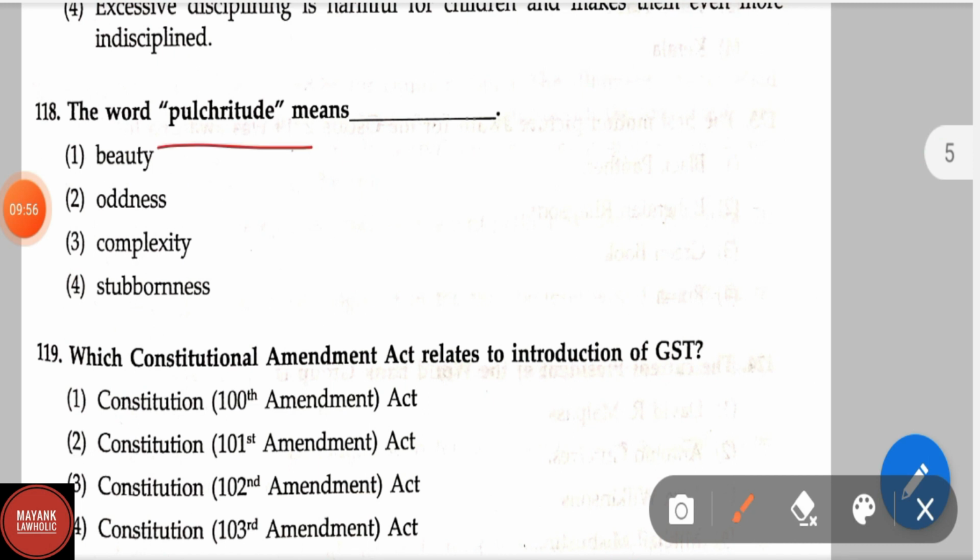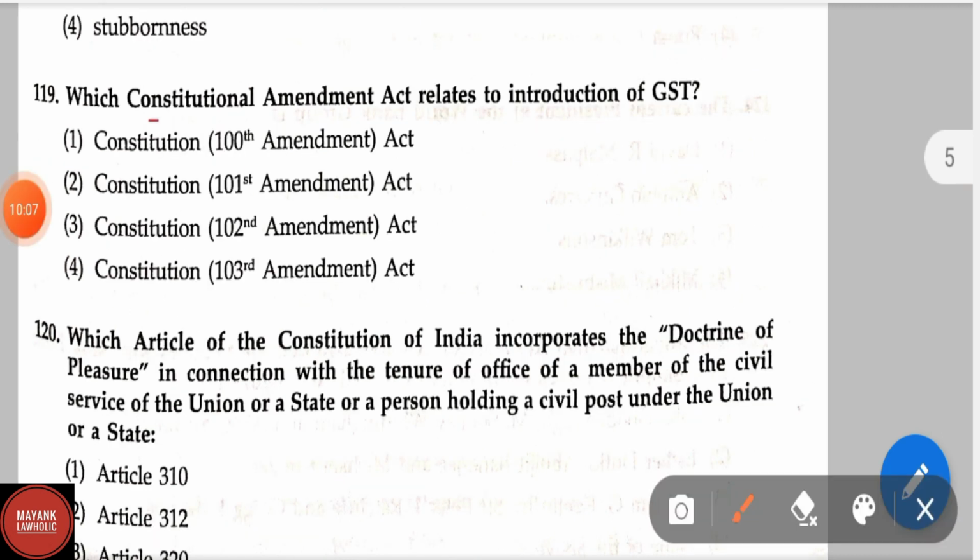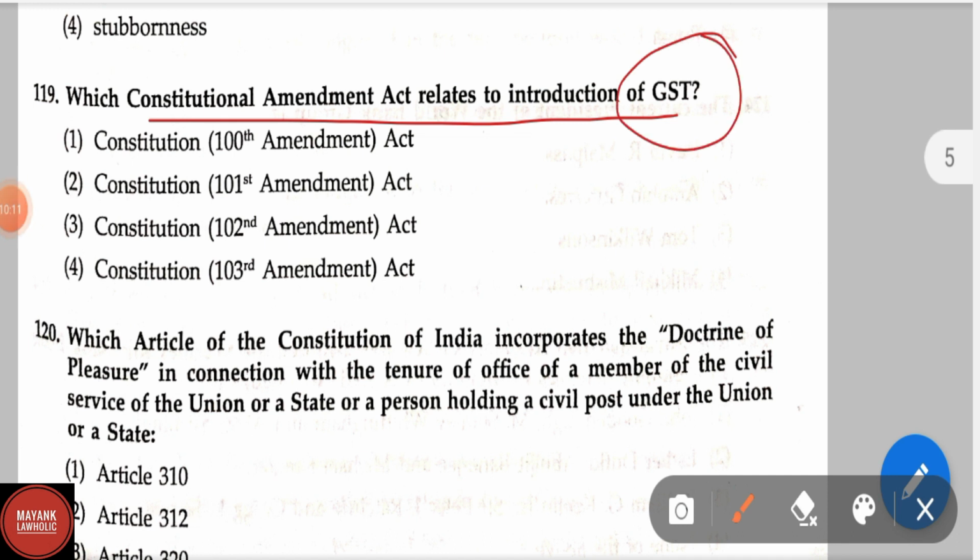118. The word pulchritude means: beauty, oddness, complexity, stubbornness. Here the correct answer is beauty. Which Constitutional Amendment Act relates to the introduction of GST? This is a very important question asked in various examinations. Correct answer is the Constitution 101st Amendment Act.